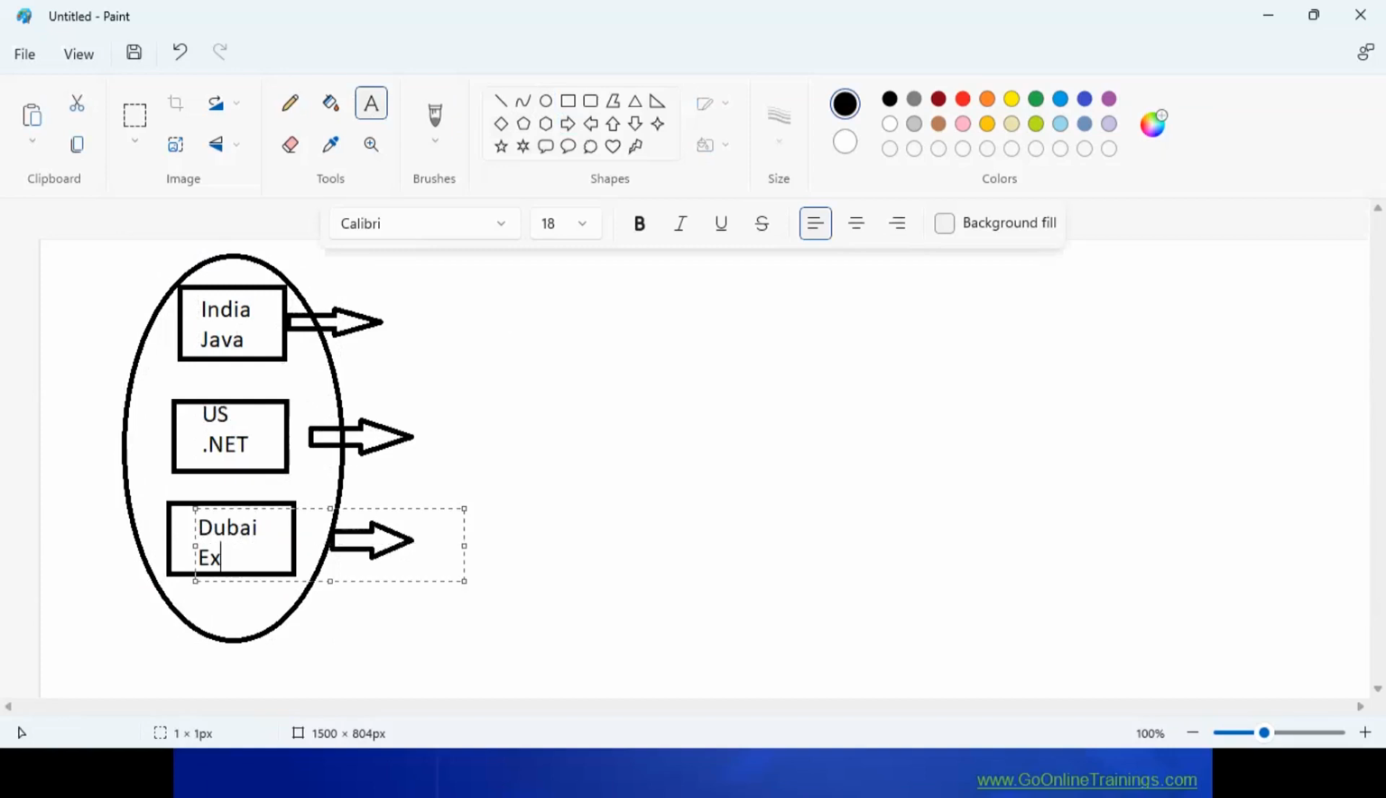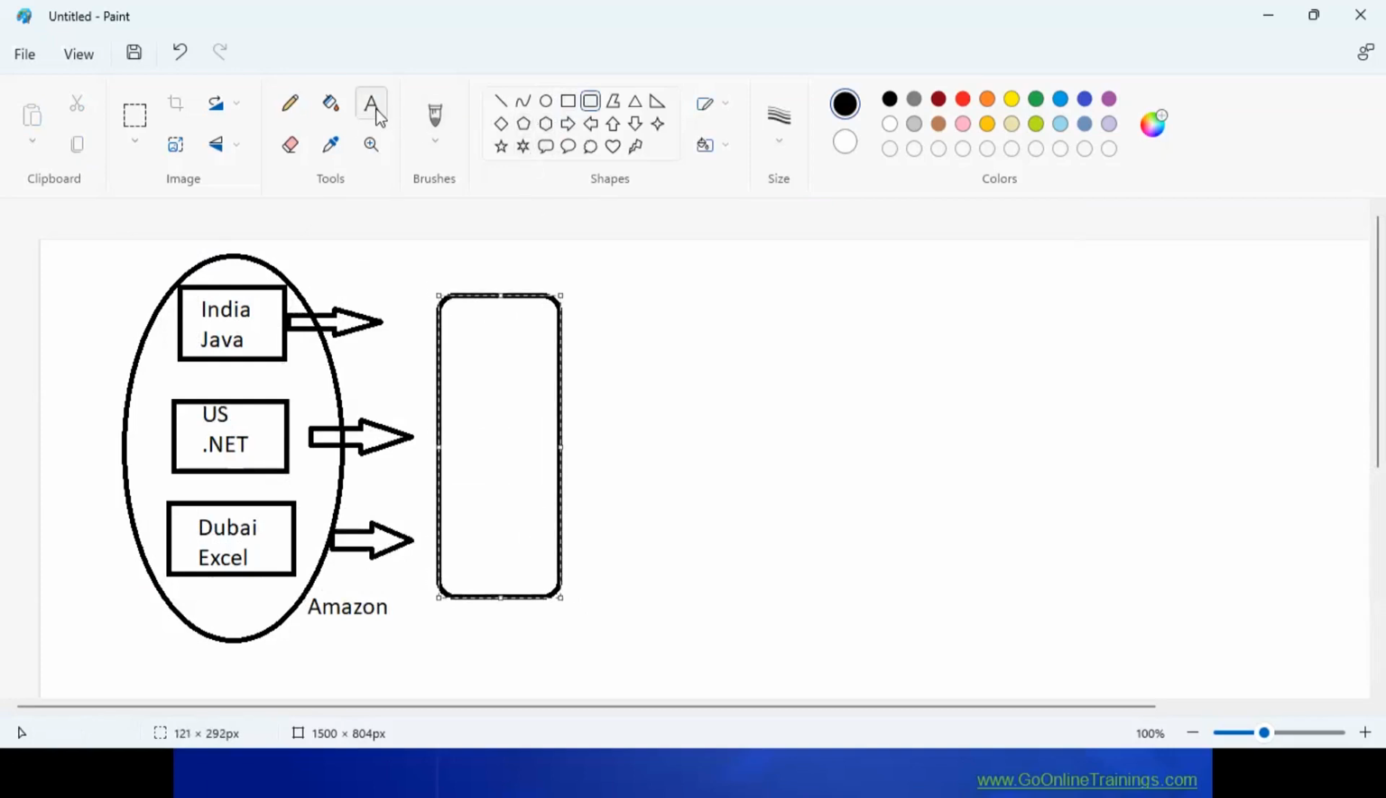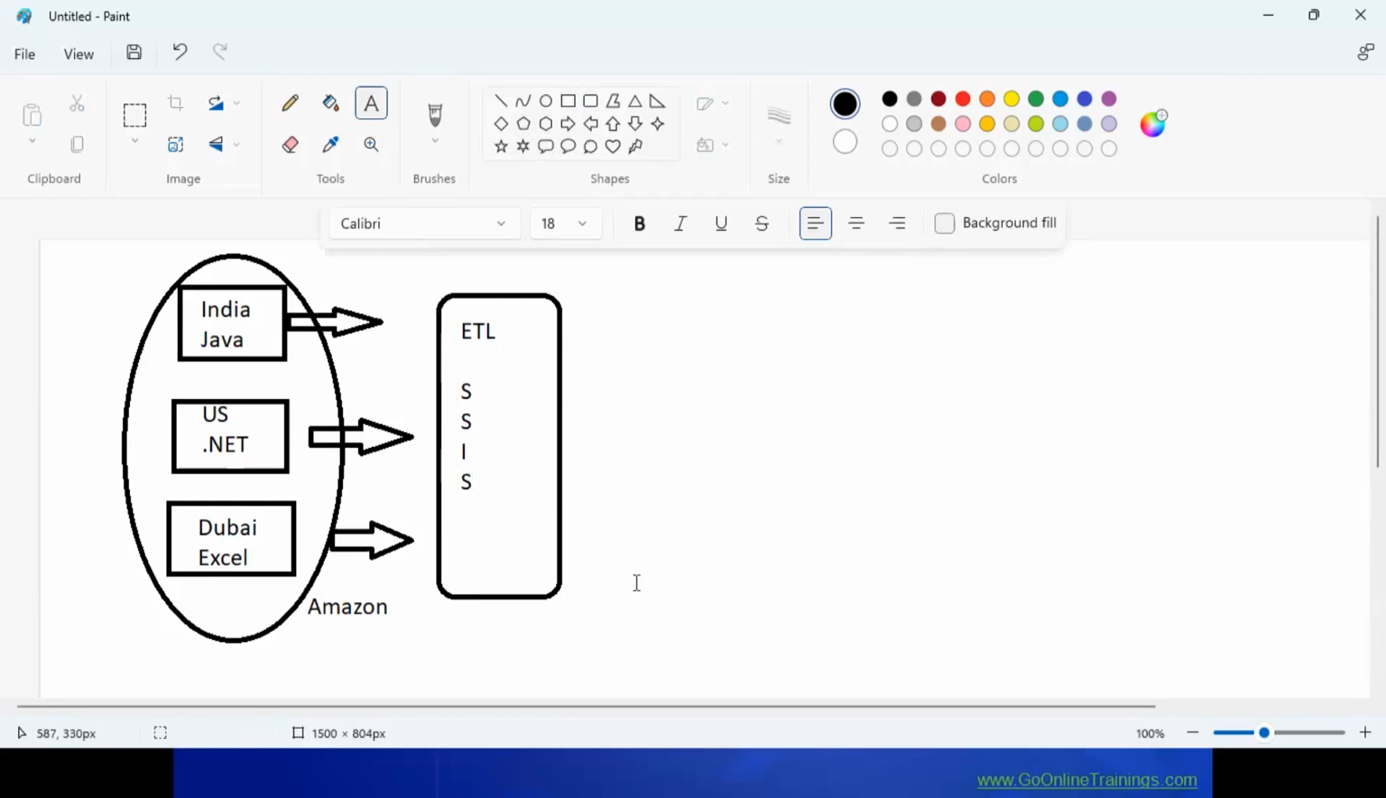It may be in Excel or the flat files. All the data belongs to a company called Amazon company. I have to extract the data with the help of an application called ETL application. Clear? So we are going to be talking about SSIS or Informatica or Azure Data Factory. All these applications are ETL applications.